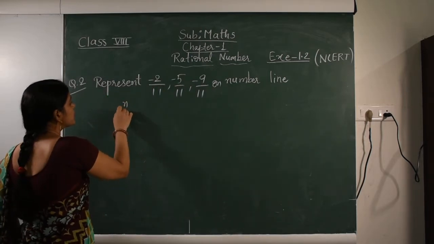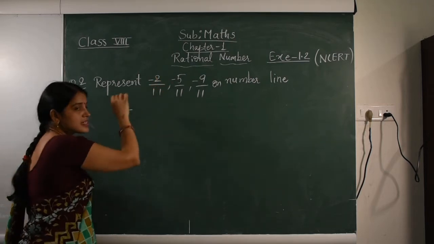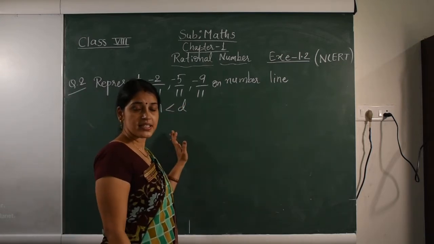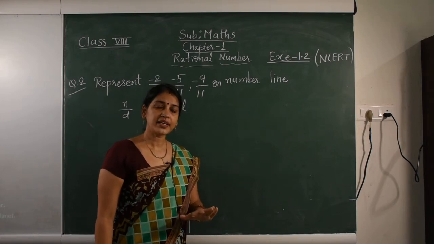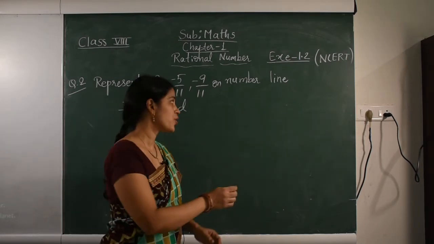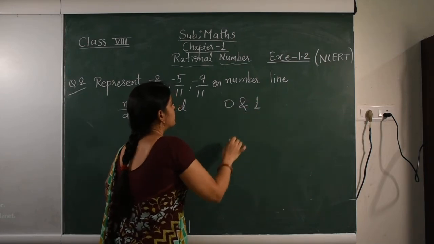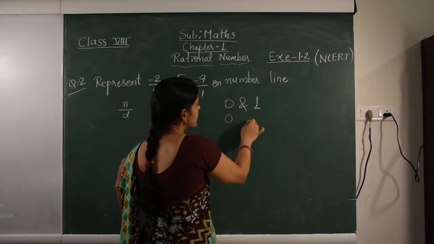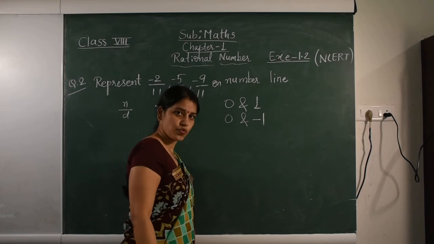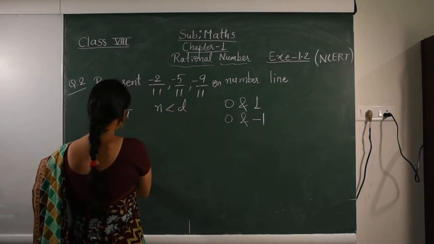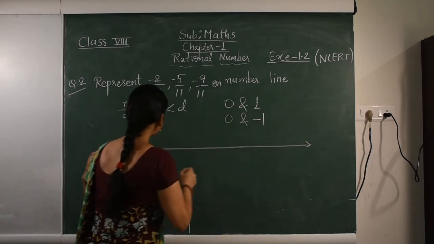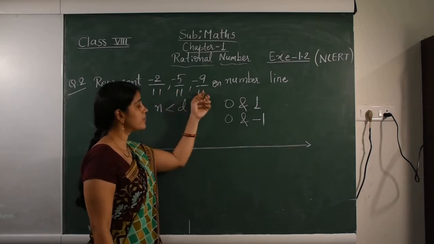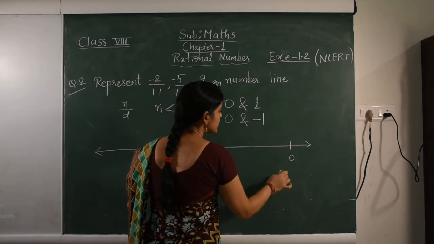Here this is the numerator, this is the denominator. So here the numerator is less than the denominator. It means if the numerator is less than the denominator, then the number lies between 0 and 1. But since a minus sign is given, the number lies between 0 and minus 1. Now let's see how to draw it. Draw a number line. We don't need the positive side because these are all negative numbers. So we start from 0.